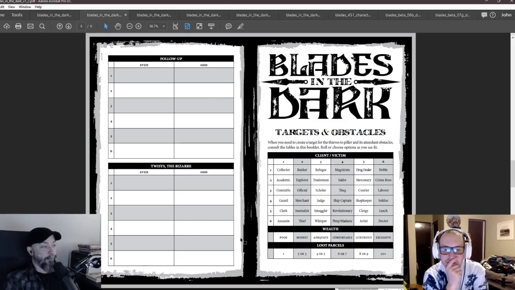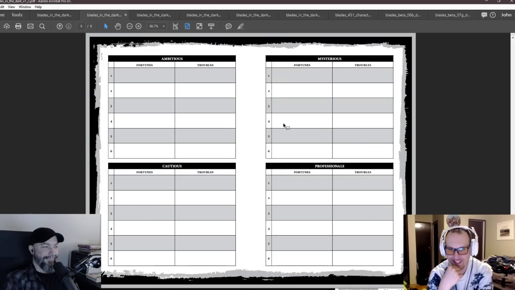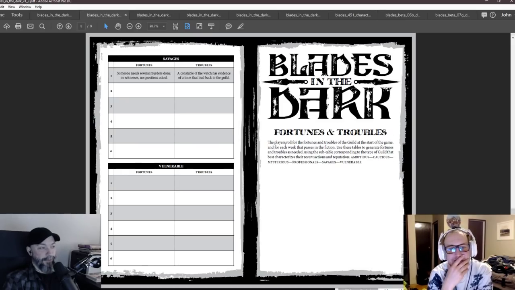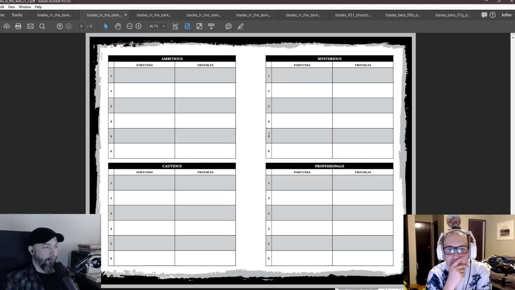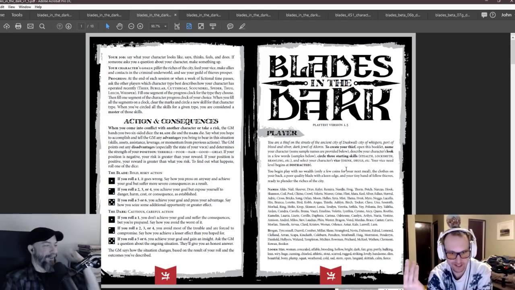So the random tables started to come in, which survived into the final game. You'd roll up your target and how many loot parcels their wealth was worth. Yes, loot parcels. Fortunes and troubles become entanglements later. That's just a way of having weird stuff happen to the crew. This next version is again kind of the same thing. The color red appears. Red has appeared. Amazing. We played this system for a few weeks.